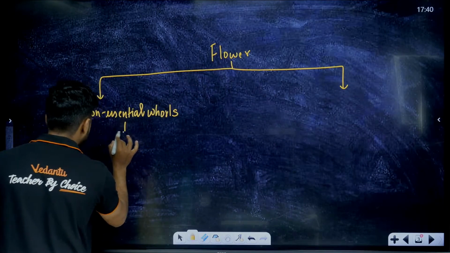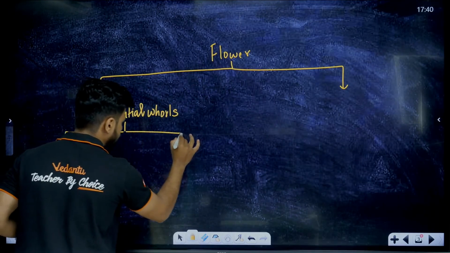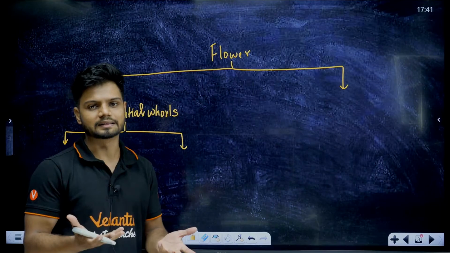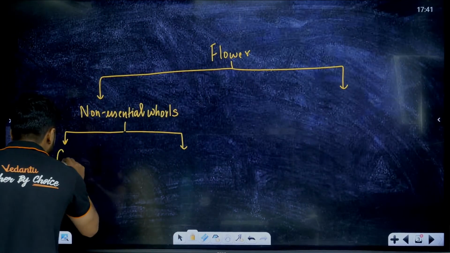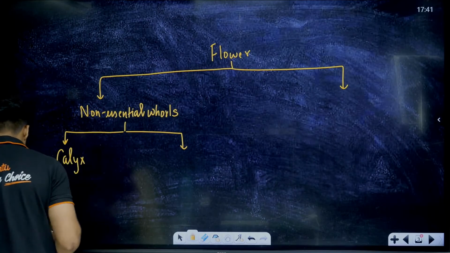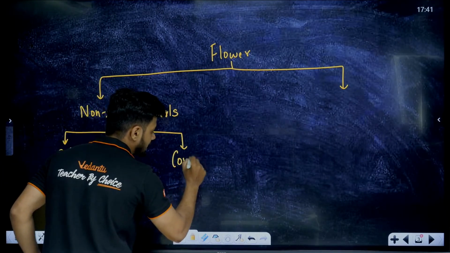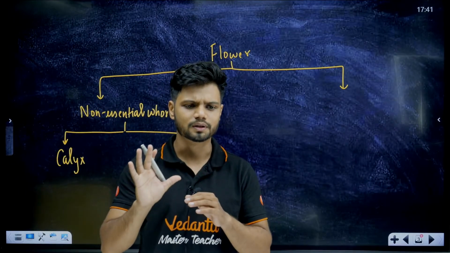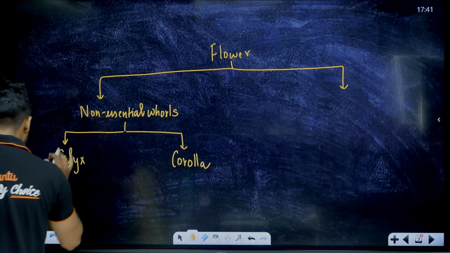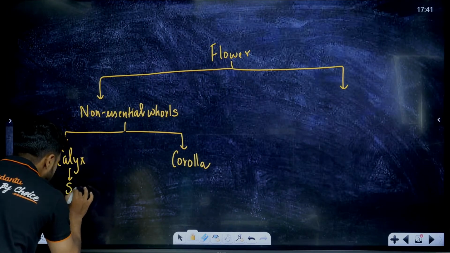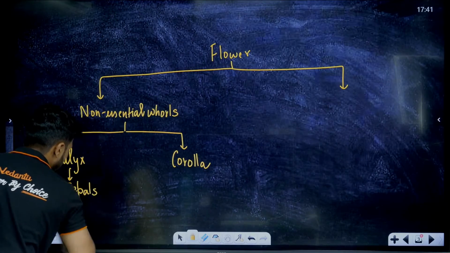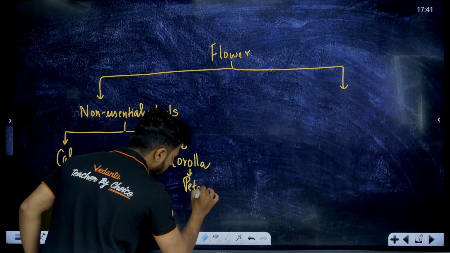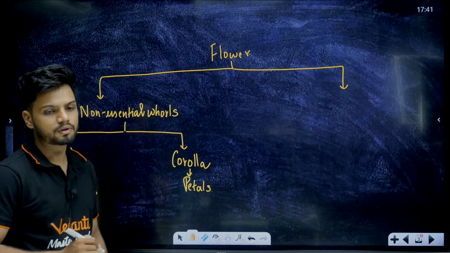So we have something called non-essential whorls. The non-essential whorls can be further divided into two categories, that is your calyx as well as corolla. Now, what is this calyx? Can anyone tell me? Calyx is nothing but your group of sepals. Now, what about corolla? Corolla is a group of petals.